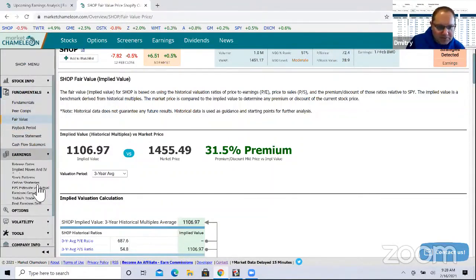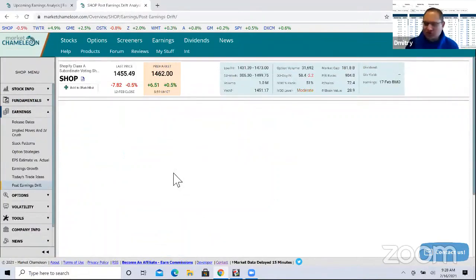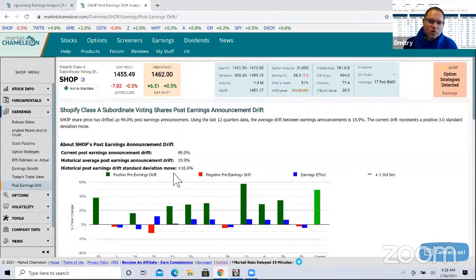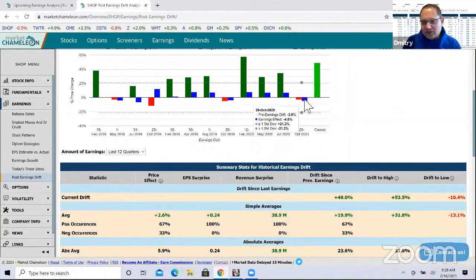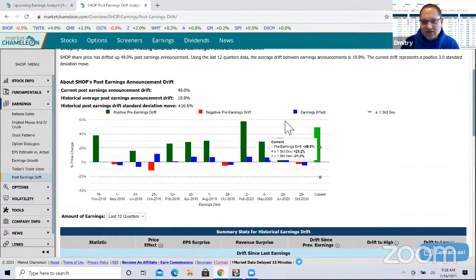I'm going to also take a look at the post-earnings drift. This is looking at what the stock did after it reported the last earnings. We just saw that after the last earnings, the stock was down 2.8%. Since then, we have about 3 months in between where the stock doesn't report earnings, but it can drift. It doesn't stay at the same level. It'll drift higher or lower. So here's this green bar. Since then, the stock has drifted higher by 49%.